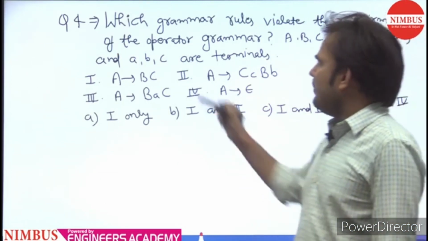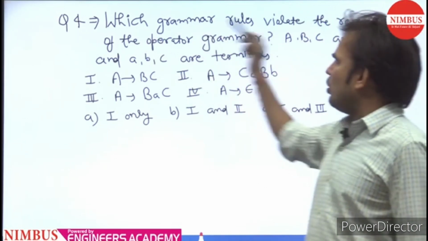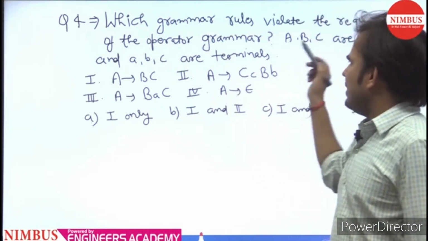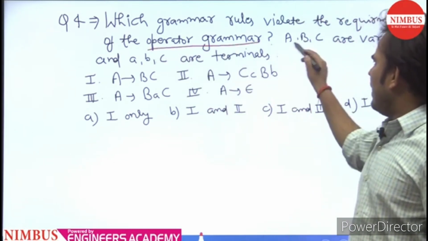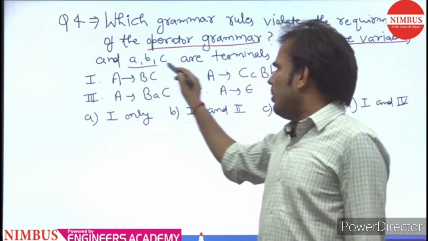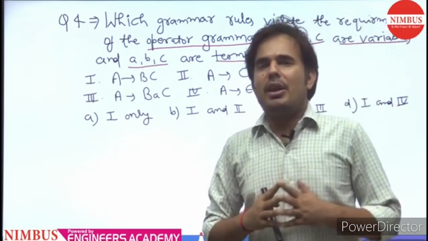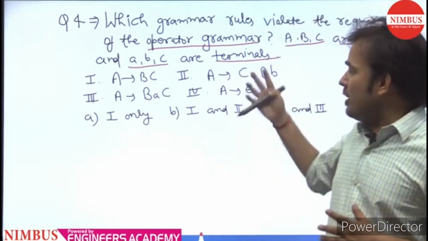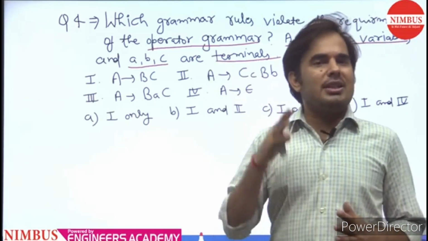Read the question carefully. Which grammar rule violates the requirement of the operator precedence grammar, OPG? Where A, B, C are the variables and a, b, c are terminals. Okay guys, here we need to find out which production is going to violate the rules of the operator precedence grammar.